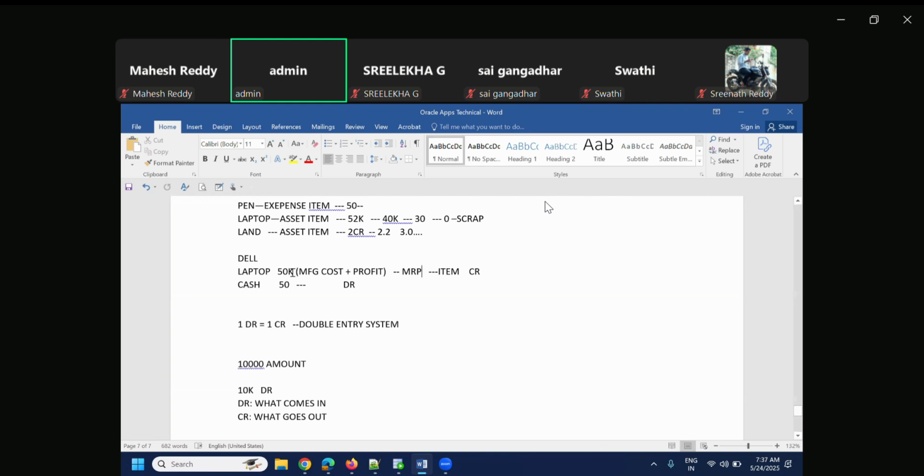In that 50K itself, we have two price types. One is the manufacturing cost of our company, plus we put some profit on top. All together, we call it the MRP, maximum retail price. So 50K means we are not spending 50K to manufacture that product. So if you break up that MRP, we could see multiple price breakups: manufacturing cost, profit, tax, everything is put into the 50K.